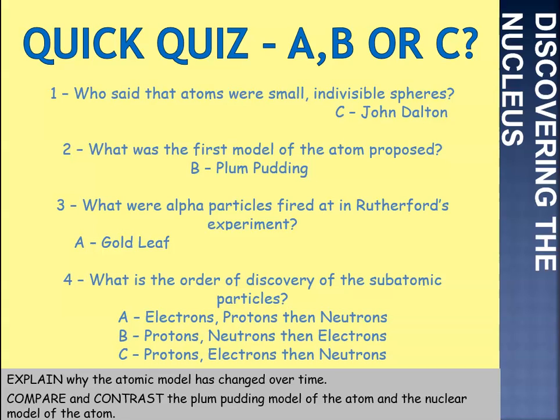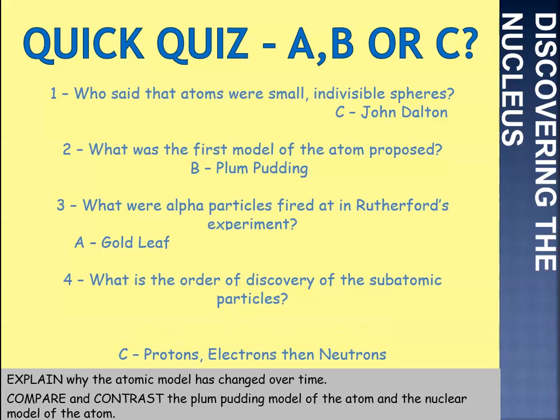And what's the order of discovery of the subatomic particles? Was it electrons, then protons, then neutrons? Protons first, then neutrons, then electrons? Or protons, electrons, then neutrons? The order of discovery was protons, then electrons, then neutrons.